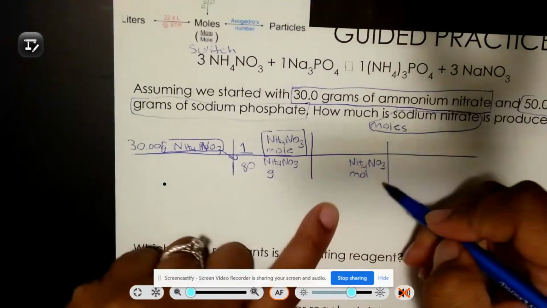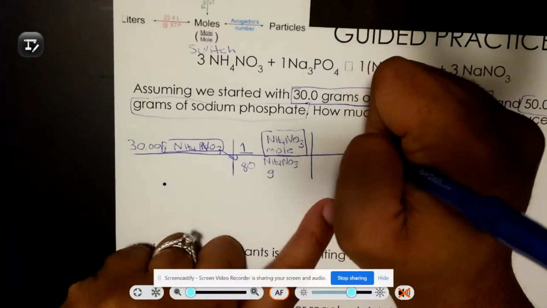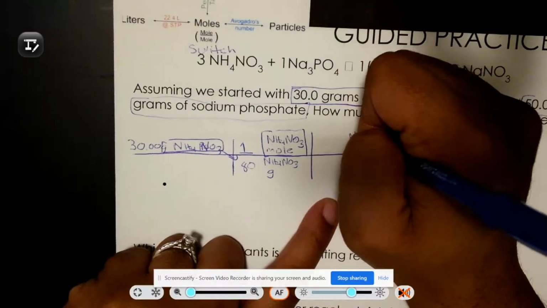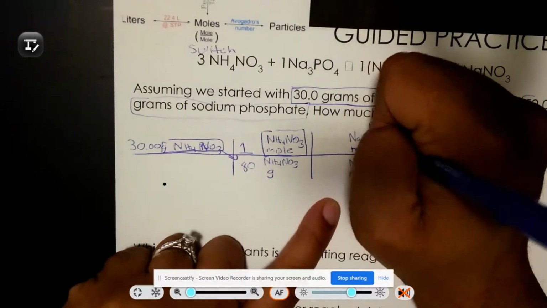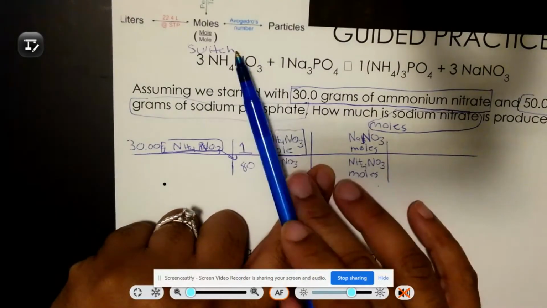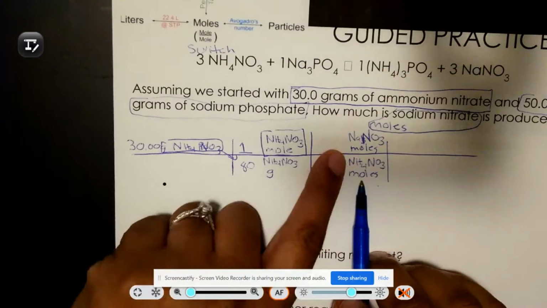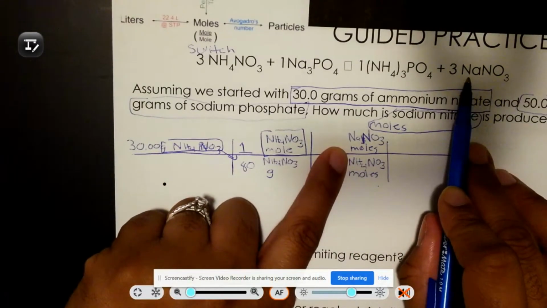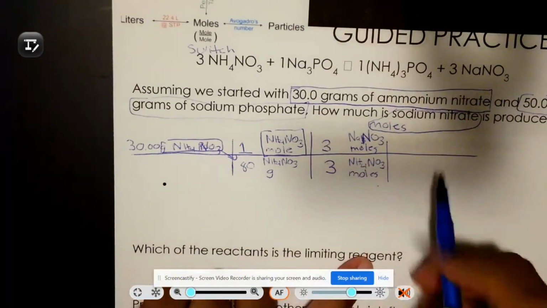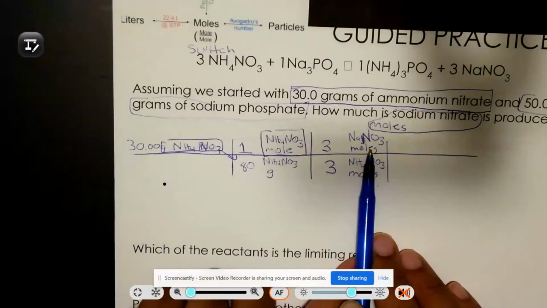And we are going to do the switch to sodium nitrate. So we're going to do moles of sodium nitrate. And so we're going to look up at our problem and we're like, okay, how many ammonium nitrates do I have? I have 3 of them. So I'm going to put a 3 right here. And now I'm going to look at, okay, how many moles of sodium nitrate do I have? Okay, I have 3 of them. So I'm going to put 3 here. Our question is asking for moles of sodium nitrate. And so we have moles of sodium nitrate.